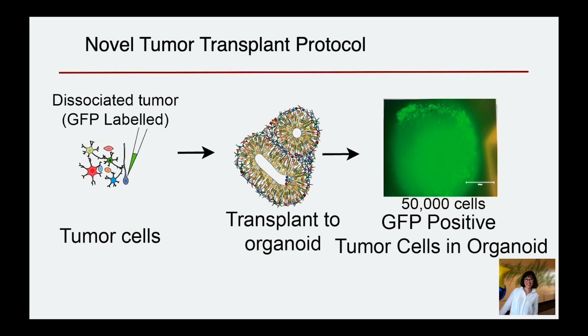The system that we use now is similar to what we used in our paper, but just every aspect of the delivery, of the virus delivery, of the transplantation method, and of the cell number has really been well optimized by her. And what we do is we dissociate the patient tumor cells, we label them with GFP, and then we do this transplantation to the organoid.